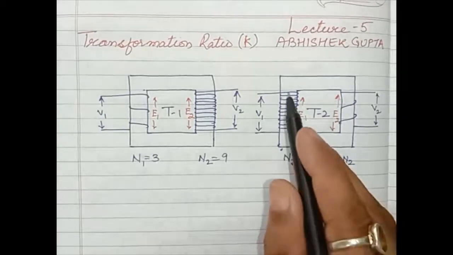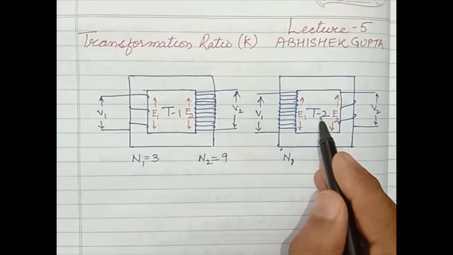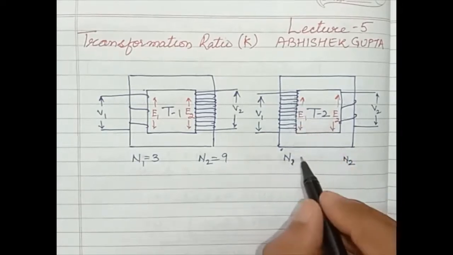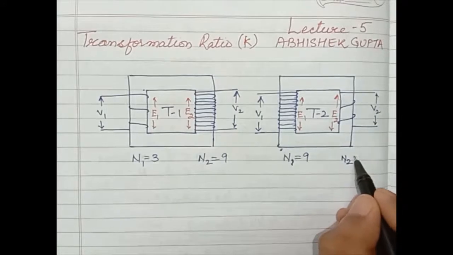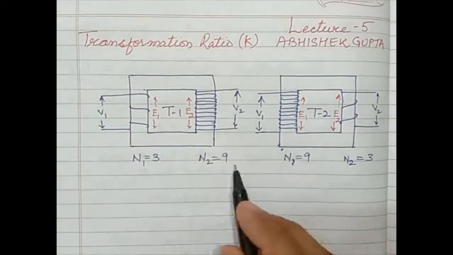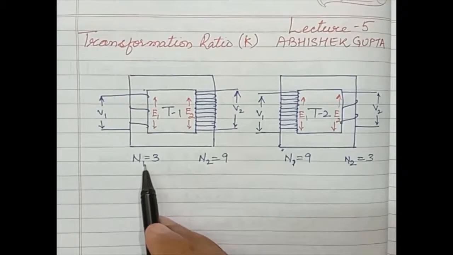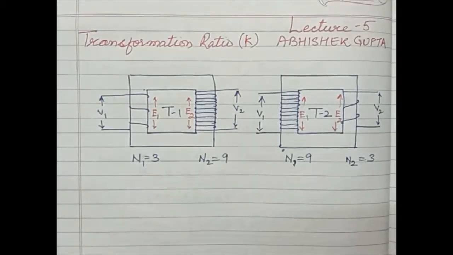Similarly, if we go to transformer T2, we will find that here we have 9 turns on the primary side, and on the secondary side we have 3 turns. Okay, now what is the meaning of this? Here it is 3 number of turns, and here 9 number of turns. Then why is it so?